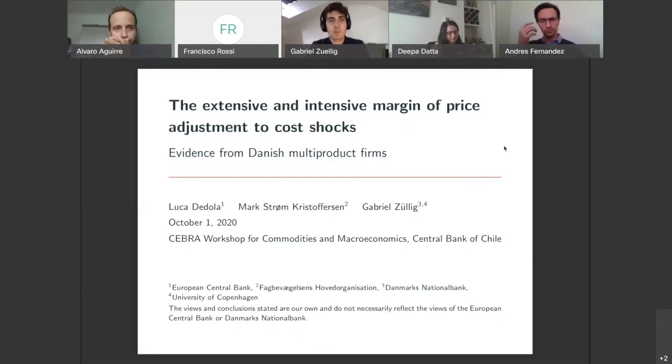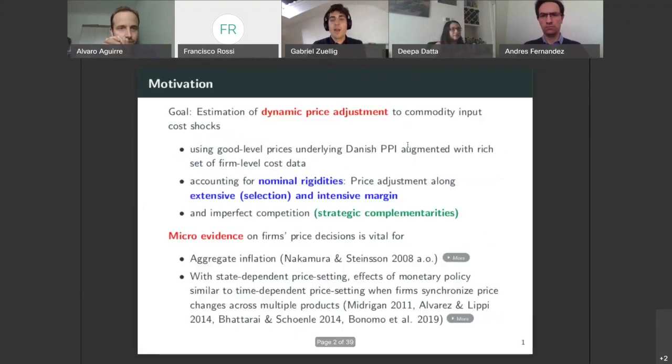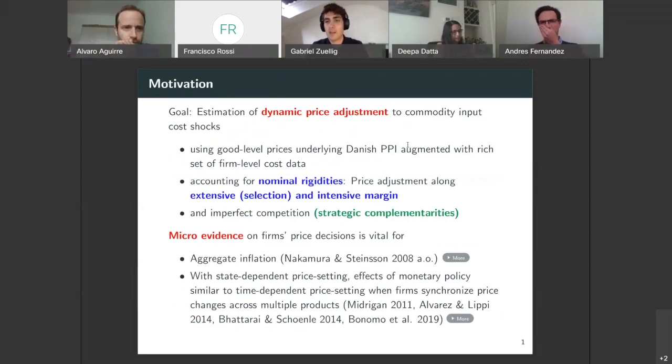So what we're doing in this project is we're estimating a dynamic pass-through, or a dynamic path of price adjustment, to commodity input cost shocks. And we're doing so using very detailed microdata underlying the Danish PPI survey, which we augment by merging it to a relatively rich set of firm-level data on cost.